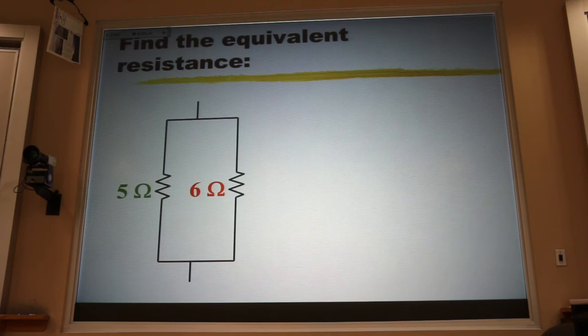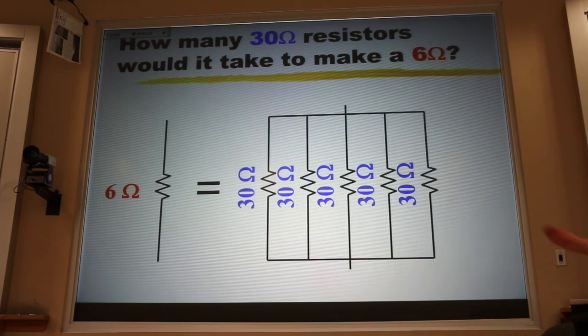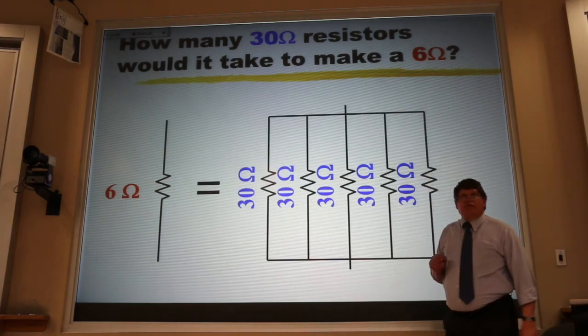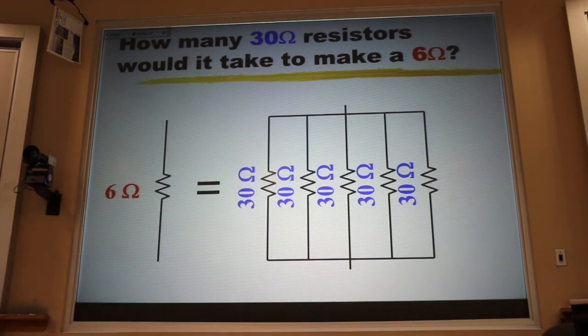In other words, I can make a 5 out of 30s. I can make a 6 out of 30s. How many 30s would it take to make a 6? 5, right? Because 5 paths are 5 times easier than 1 path. So this would look like the resistance of 1 path, that's 30 ohms, divided by the number of paths, that looks like a 6 ohm resistor.